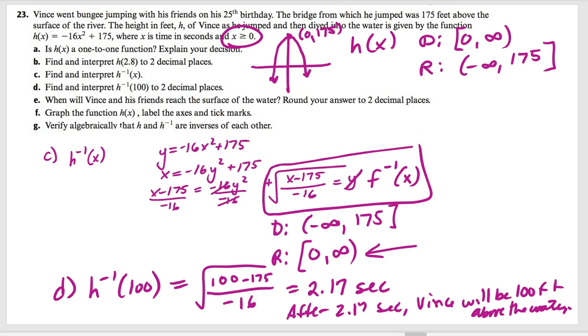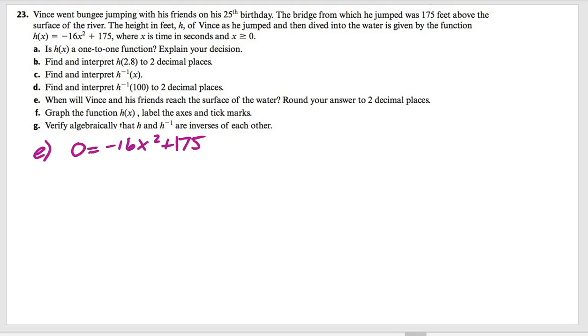Part E asks us, when will Vince and his friends reach the surface of the water? Well, we know at the surface of the water, their height will be 0. So we're just going to set our original function equal to 0 and solve. This is a quadratic, so we could solve it in many ways. You could use the quadratic formula. You could try factoring, but I don't believe it's factorable. You could try the calculator.